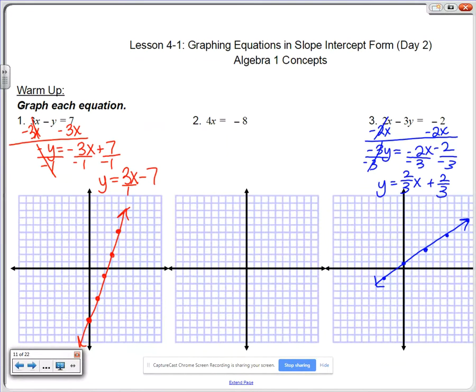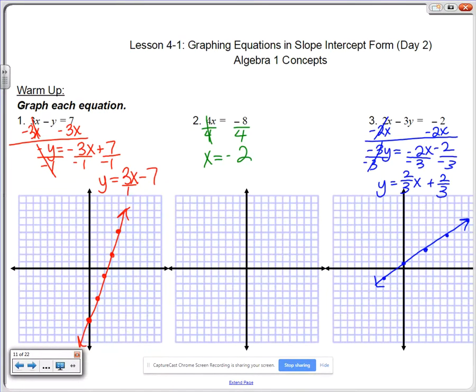Now, Luke, you were already on the right track for number 2. Can you tell me what you said before to do to number 2? Divide both sides by 4. And what's the new equation? Good. Now, folks, that does not look like slope-intercept form, does it? What's wrong with it? There's no y. It's never going to cross the y-axis, which means which way is it going to go, vertical or horizontal?